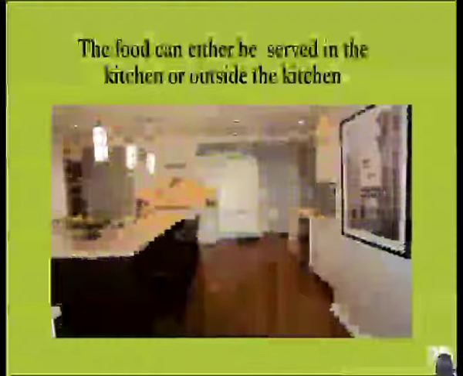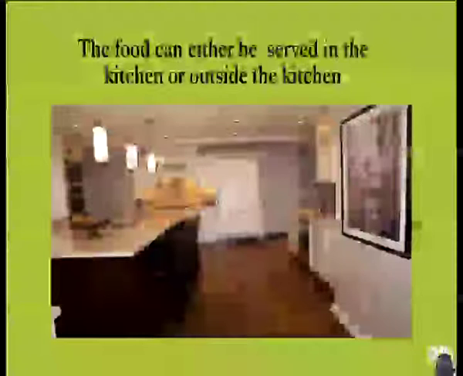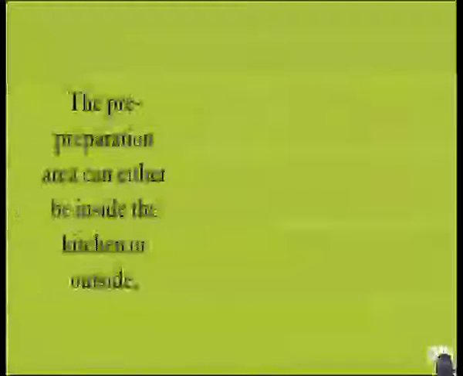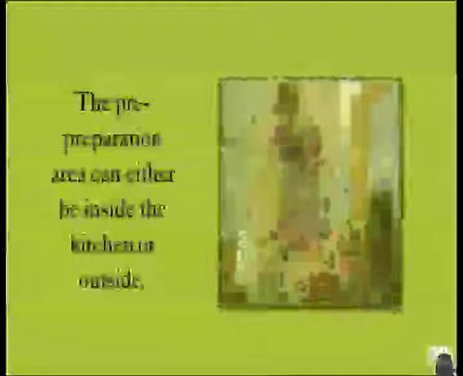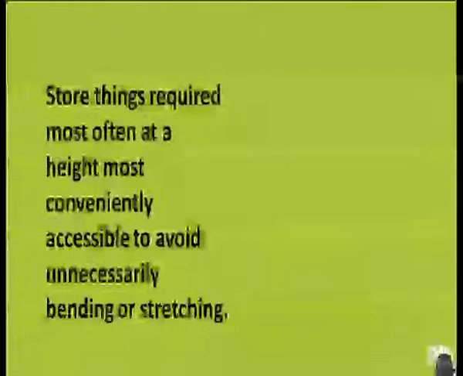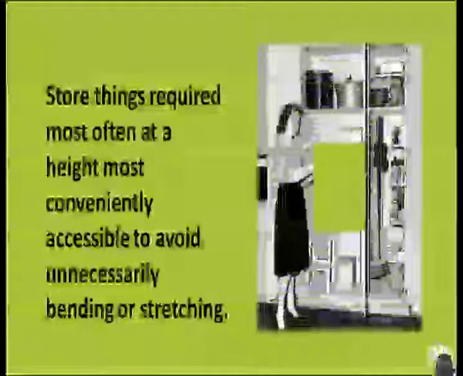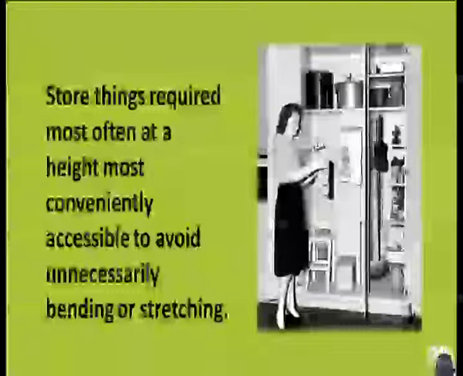Now we talk about the food, which can be served either in the kitchen or outside the kitchen. In this picture, on the right hand side there is a cooking area and on the left hand side there is a dining table. Now we are talking about the pre-preparation area, which can be done either inside the kitchen or outside the kitchen. Now you need to store certain things in the kitchen, but height is very important. So you cannot put daily use items in a very high area. Store things required most often at a height most conveniently accessible, to avoid unnecessary bending or stretching.